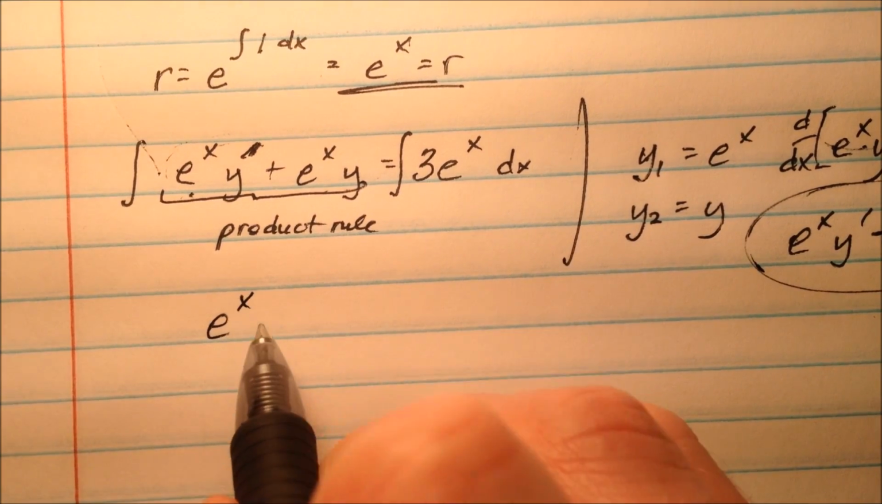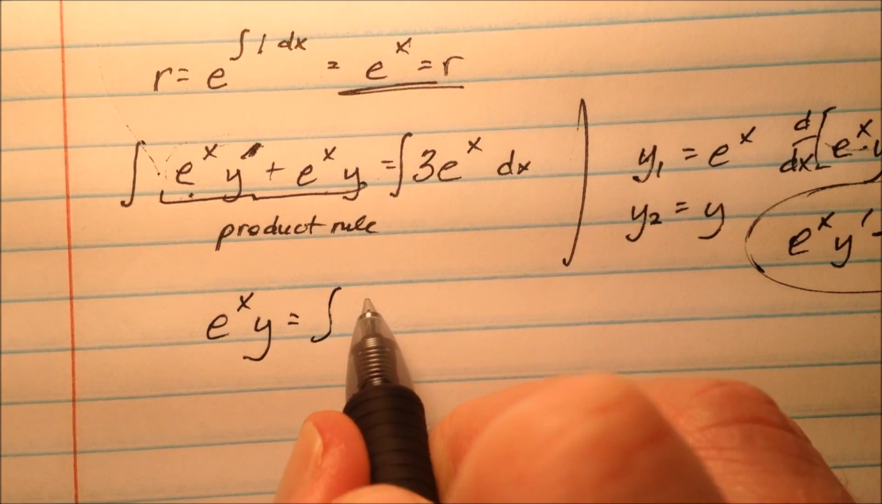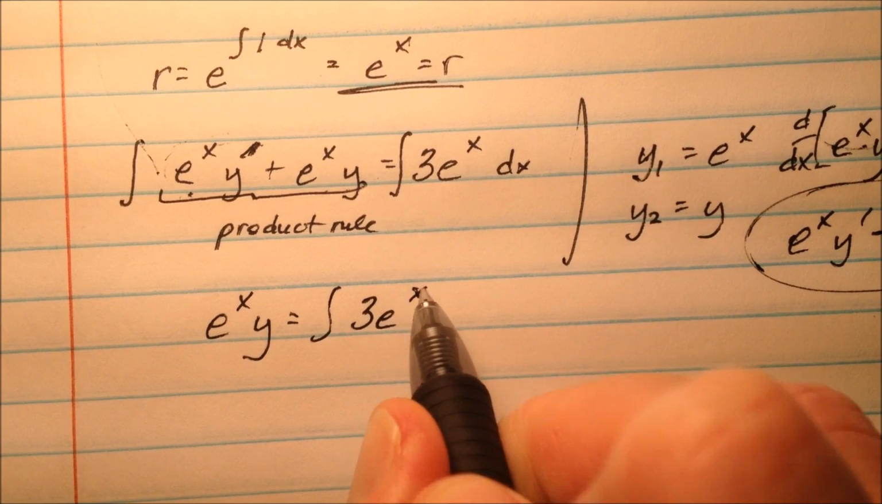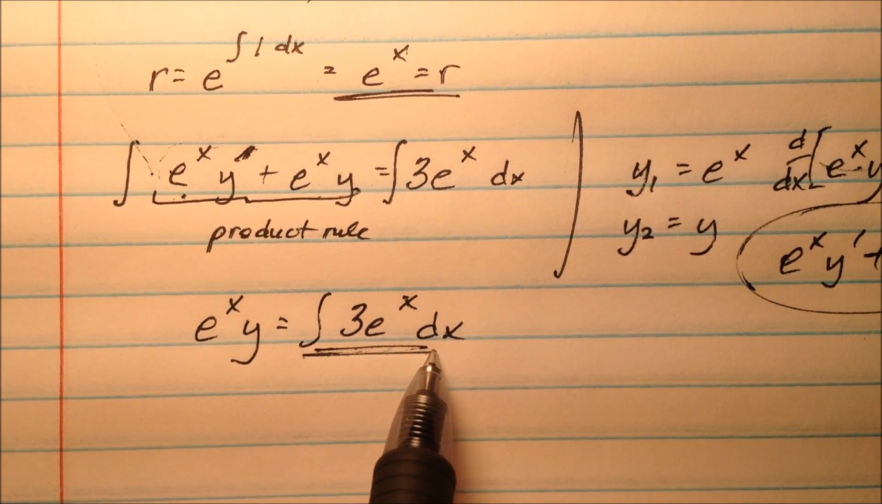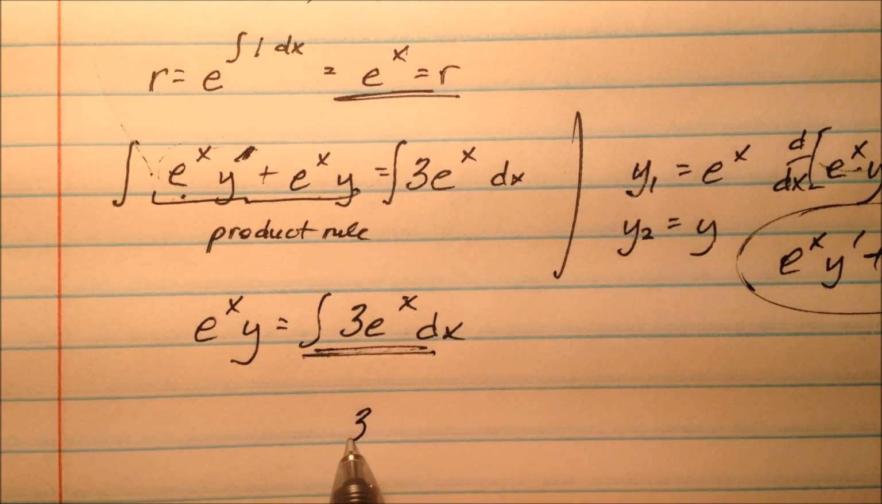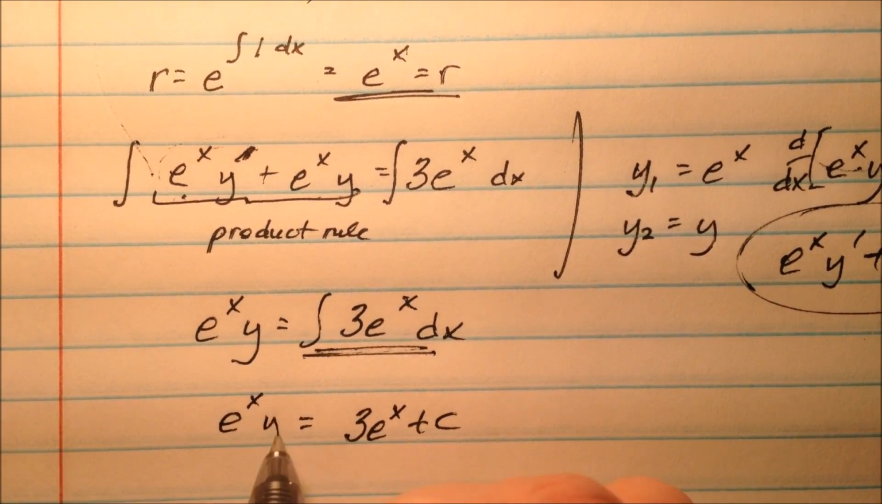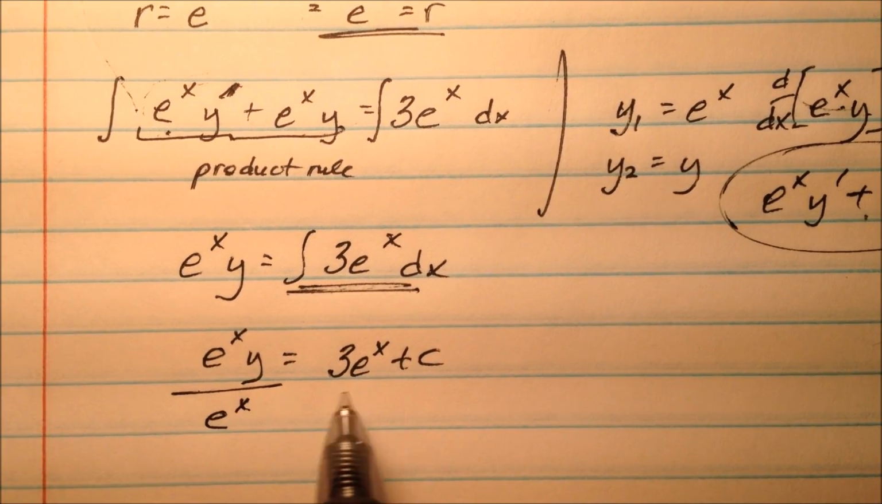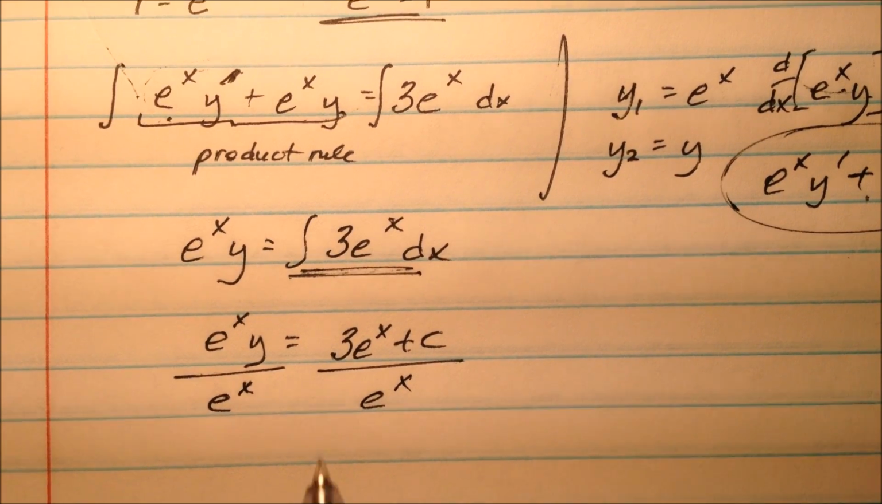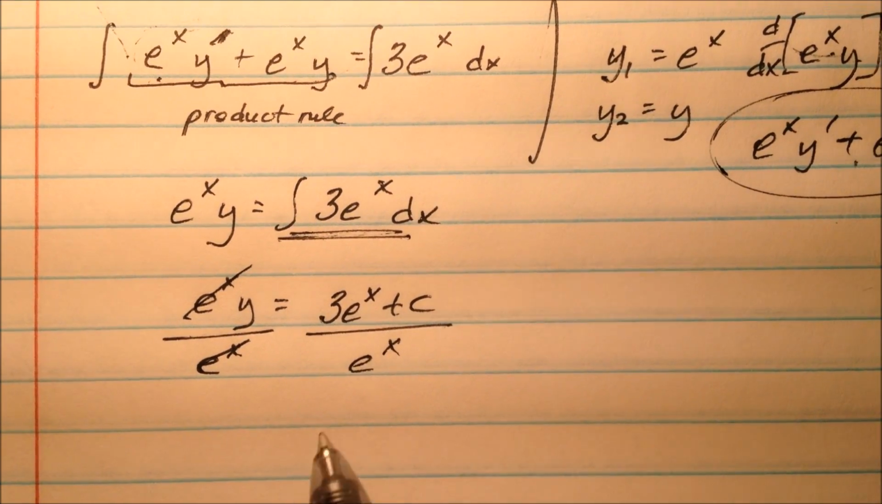So we have e to the x y equals the integral of 3 e to the x dx. Well, that's easy enough because on the right here, we're just going to get 3 e to the x plus c. So our left stays the same. So in order to solve for this y, I can divide both sides by e to the x. So it cancels over here.